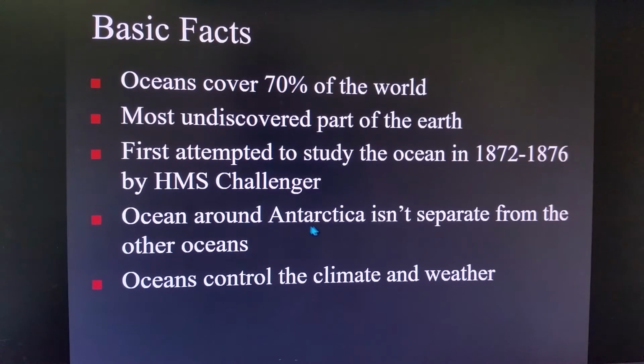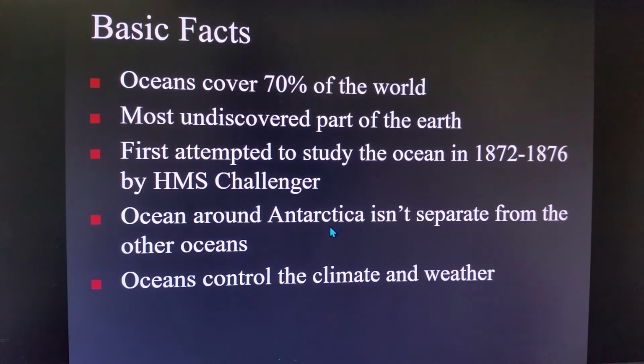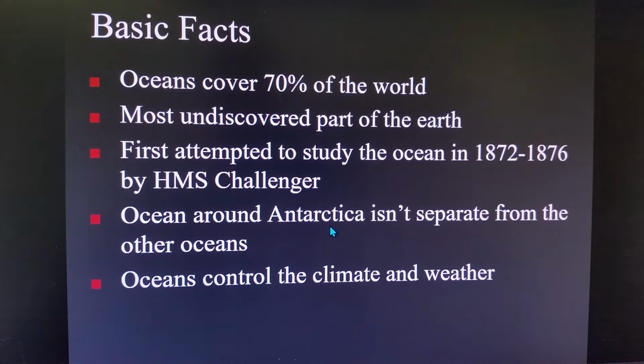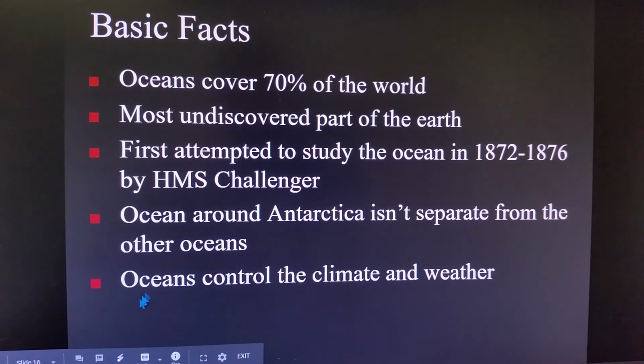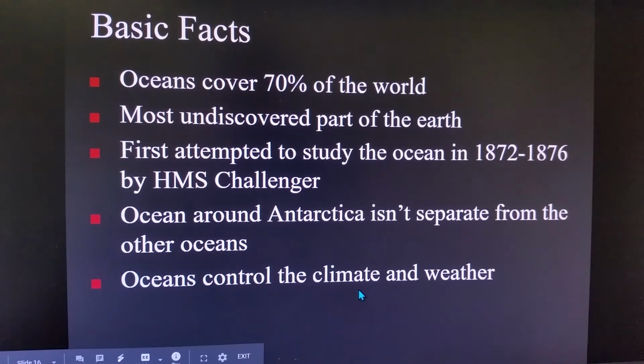This I put in here just to remind us that some people say that the Antarctic Ocean, or the Southern Ocean as we call it, is not separate from the others. Whatever, we're not going to have a fight over whether there's a Southern Ocean or not. The last one is the ocean controls the climate and the weather, even here in Idaho.